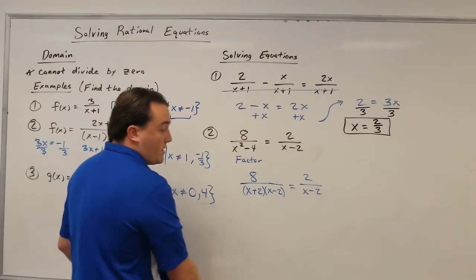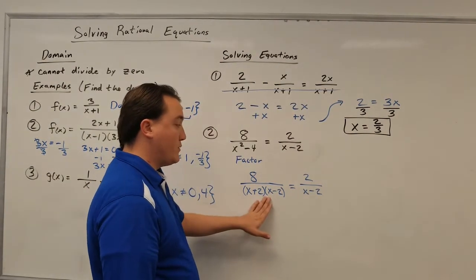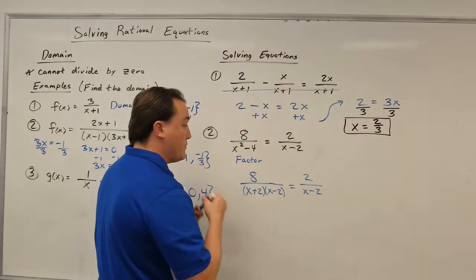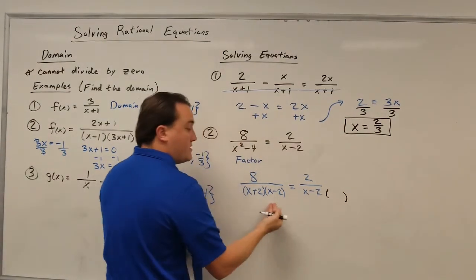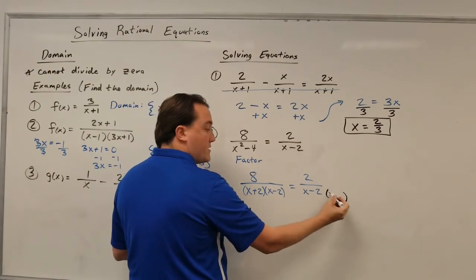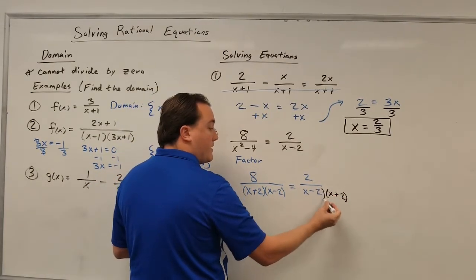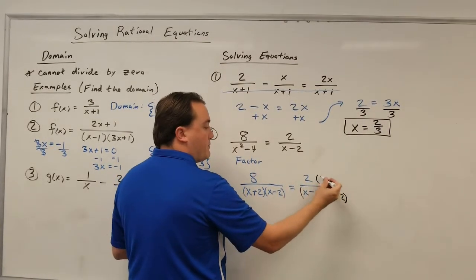Now we need a common denominator. Right now these are not the same, but we can make them the same easily just by multiplying this one by the piece that it doesn't have. So what does this one have that this one does not have? Well, it's got x plus 2. Now they are the same, but if you do it to the bottom, you got to do it to the top.